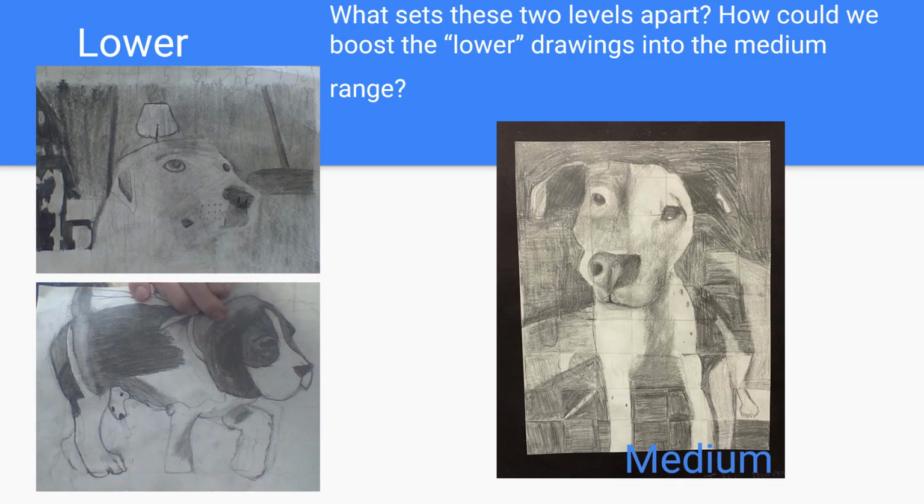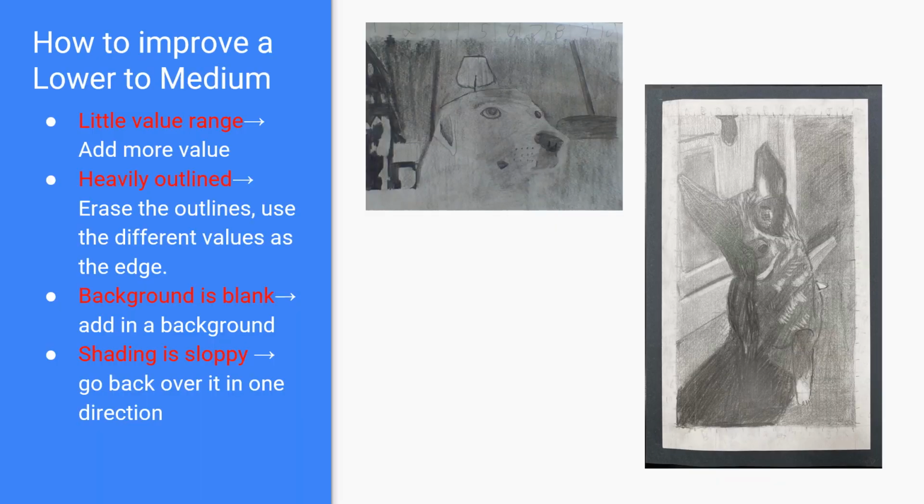All right, so we're just going to look at the two side by side just so you guys can get a good idea. So again, what sets these two different drawing levels apart? How could you boost the lower level drawing to a medium one? Because it's totally possible. Everyone's drawing is capable of being bumped up to the next level. So there's definitely things that we could have told these artists to do to help bump it up to the next level. All right, so let's talk about some of those things on how to improve.